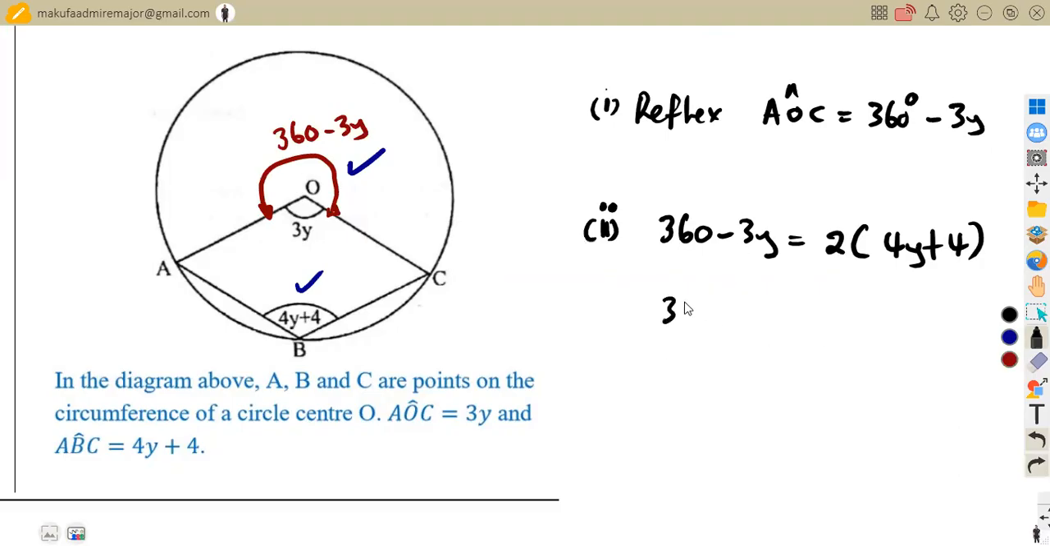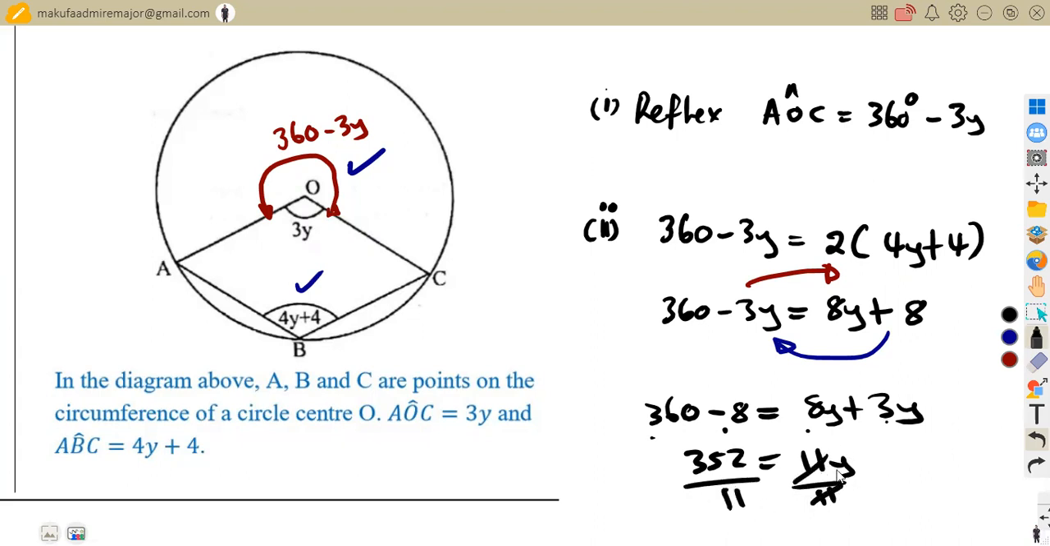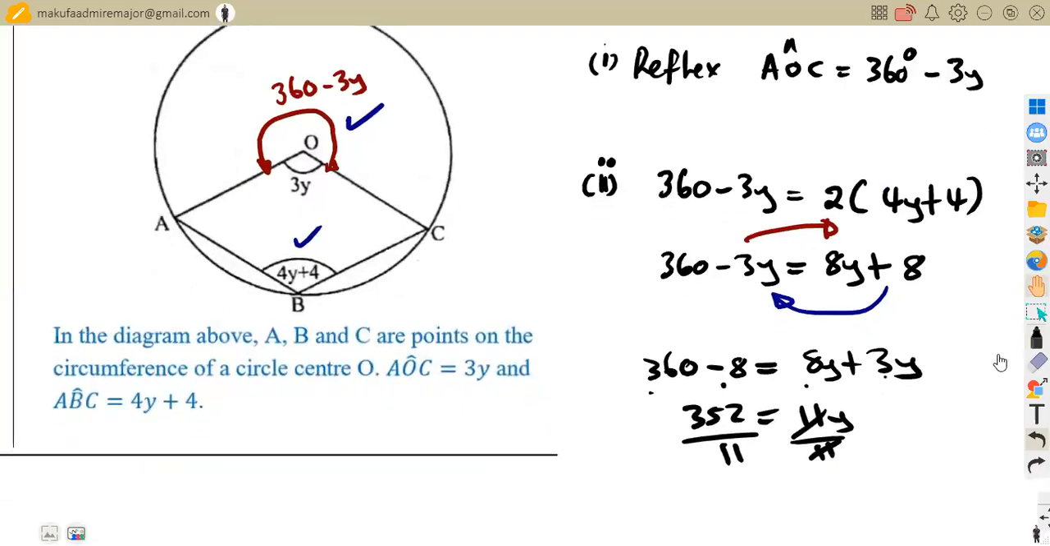All right, so you can just expand our brackets. 360 minus 3y is equal to 2 times 4y, that will be 8y, plus 2 times 4, which is 8. Collect your like terms. Take the 8 to the other side, so we have 360 minus 8 is equal to, take 3y to this side, it's a negative so it's going to be a positive, 8y plus 3y. So 360 minus 8 gives us 352, and 8 plus 3 is 11y. Divide by 11 so that we obtain the value of y here. So that means y is going to give us what at the end?